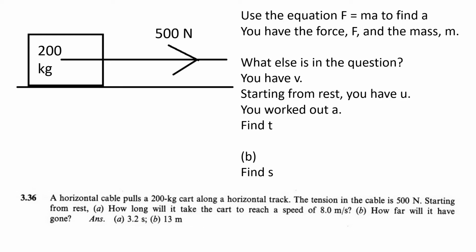Now, what else is in the question? So you've got the final speed is 8 meters per second, starting from rest, you know what that means. And you've worked out A. So first work out A. You've got V, you've got U, so find T. There's an equation that links A, V, U, and T.